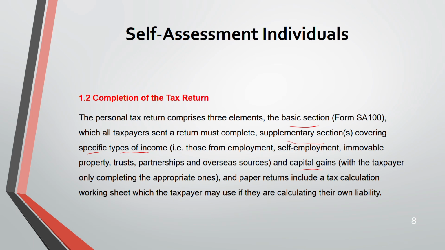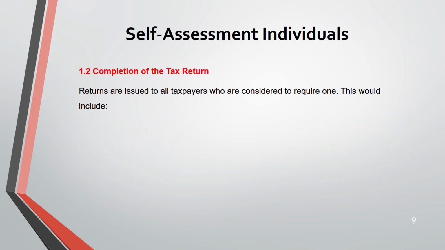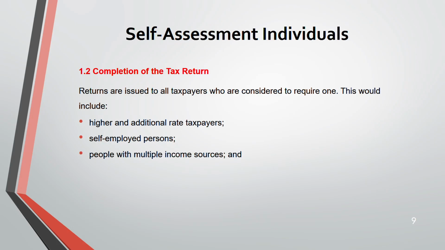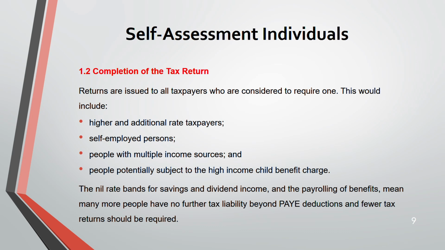Now your paper returns include a tax calculation working sheet. So if the taxpayer is calculating his own tax liability, he can use it. Now, returns are issued to all taxpayers who are considered to require one. They would include higher and additional rate taxpayers, self-employed persons, people with multiple income sources, and people subject to the high income child benefit charge. So the nil rate band for savings and dividends and the payrolling of benefits means many more people have no further tax liability beyond the pay deduction, and fewer tax returns should be required.